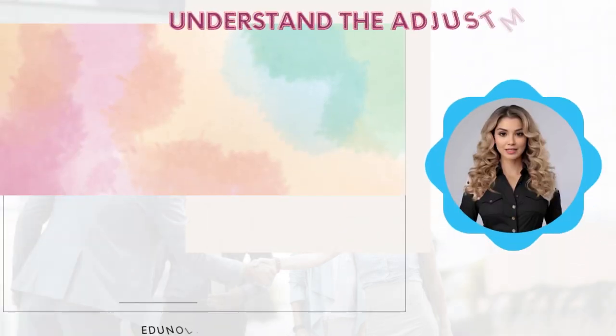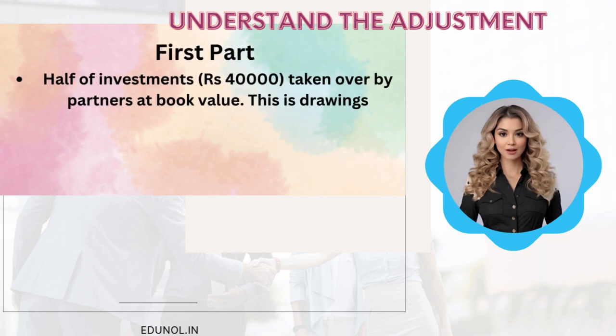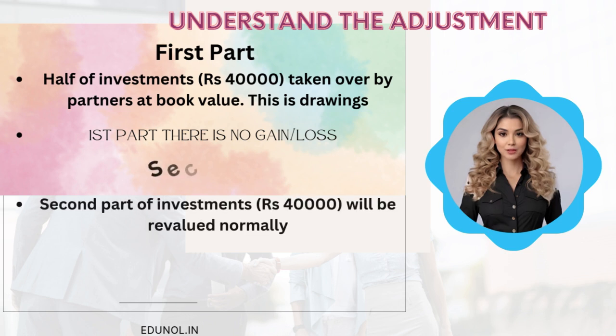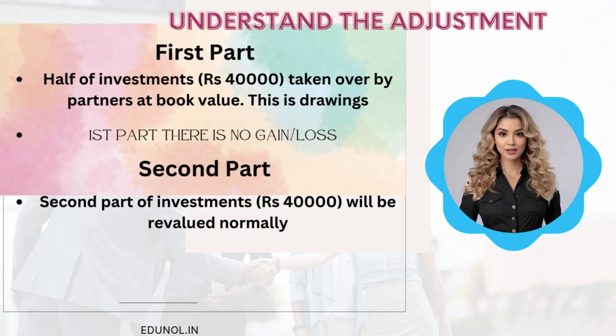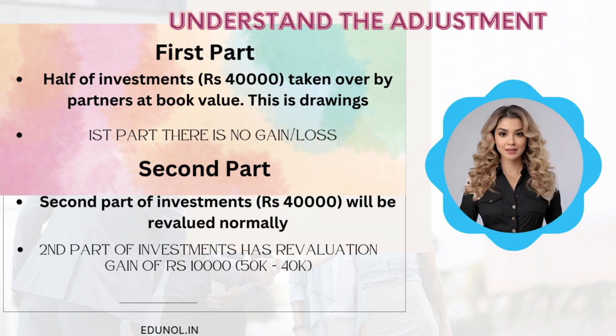To account for this, we need to make the adjustment in two parts. Part 1, X and Y take over half of the investments, which amounts to 40,000 rupees at the book value. This is like them withdrawing from the business, and hence this is part of drawings. There's no profit or loss to calculate in this part because they're taking the investments at the book value. Part 2, the remaining investments, also worth 40,000 rupees, are revalued. In our example, they're now worth 50,000 rupees as per the question, so there's a revaluation gain of 10,000 rupees.